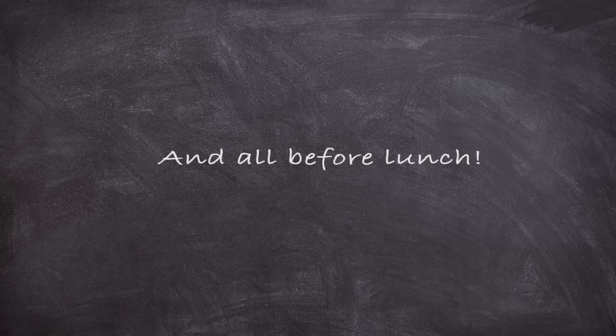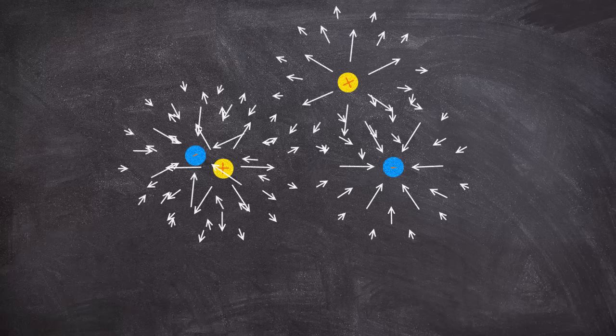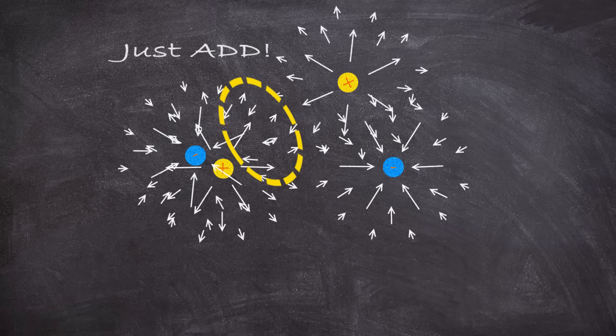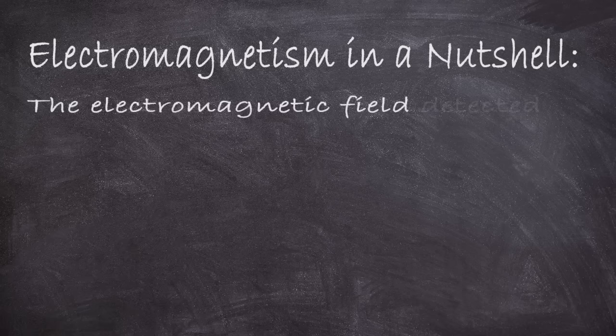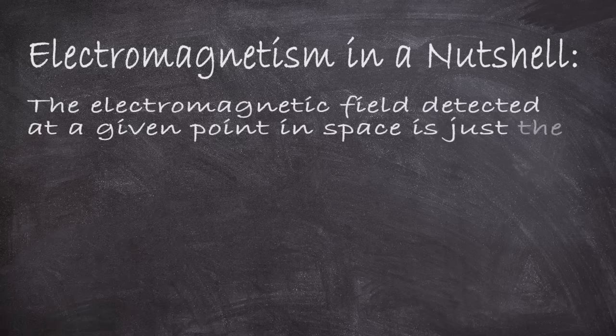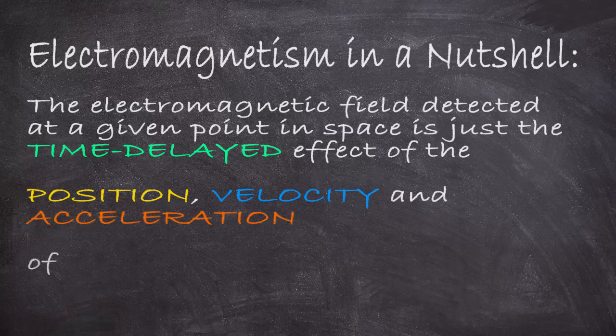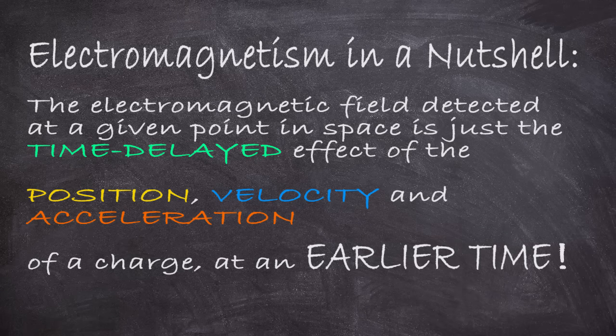And that's because, as we'll see, electromagnetic fields don't interact at all, unlike our misconception. This means that the electromagnetic field due to a large, complicated object made of billions of particles is really just the sum of the individual fields of each particle. So if you know it for one particle, you know it for a billion particles. So with that in mind, all of electromagnetism can just be summed up like this. The electromagnetic field detected at a given point in space is just the time-delayed effect of the position, velocity, and acceleration of a charge at an earlier time. Now that's a bit wordy, but let me show you what I mean.